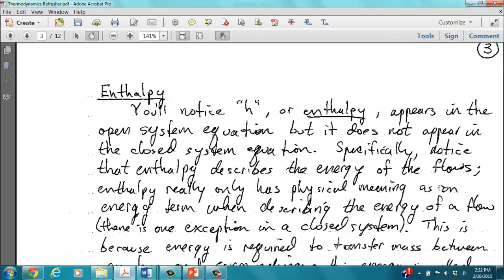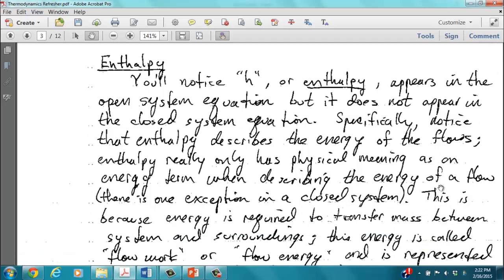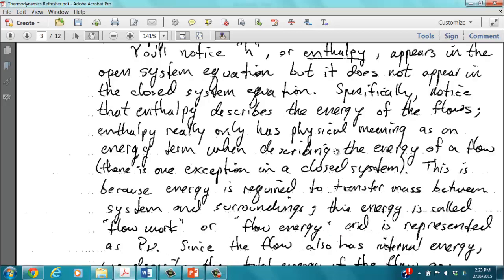Okay, so as I mentioned, we already talked about this a little bit, but we have the term enthalpy in our first law equation, our open system first law equation, right? And it appears in the open system equation, but it usually does not appear in the closed system equation. There's one very specific case where you can use enthalpy nicely in a closed system first law equation, okay? But as I mentioned, enthalpy describes the energy of a flow, right? And in fact, it really only has physical meaning when a mass is flowing across a control surface. And like I said, there is one exception for this.